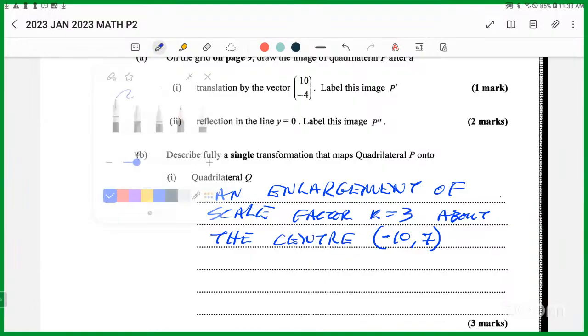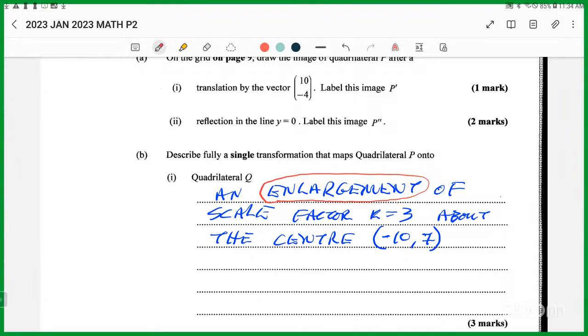So in describing an enlargement, you have to give the name, enlargement. And enlargement has two components. There's a scale factor, which I have stated here, and there's a center, which I have stated here. You cannot just say it's an enlargement, and you cannot only give the scale factor. You have to give the center as well. When you describe a transformation fully, you give the name and the components of the transformation. Enlargement has two components, scale factor and center. You must state both of them.